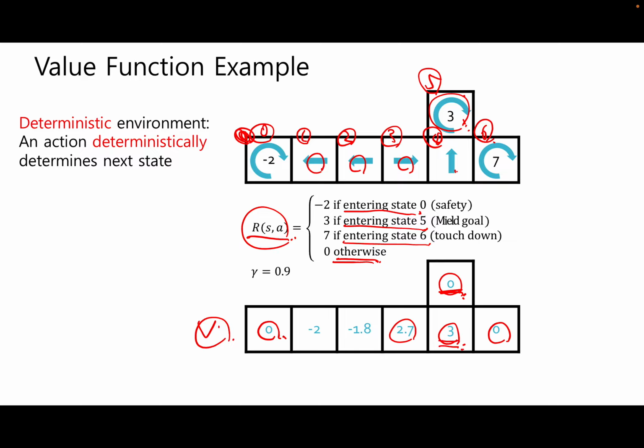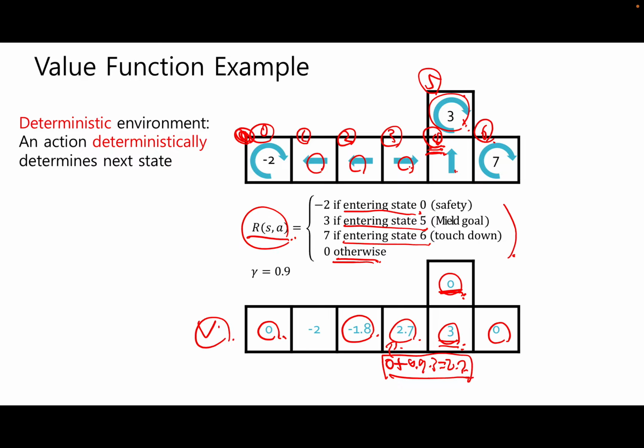And how about this one? The predefined action is entering state 4, right? But according to the predefined reward function, entering state 4 does not give a reward. So we start with 0 plus the discounted reward. Then from state 4, the predefined action is entering state 5. So 0.9 times 3 becomes 2.7. This one is for this one.